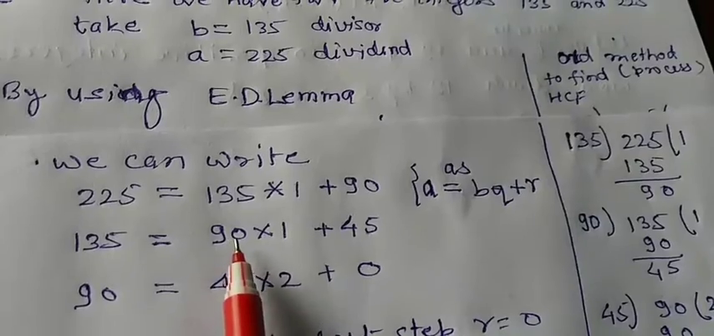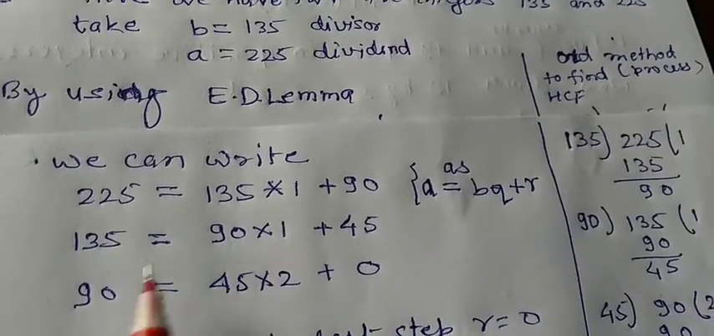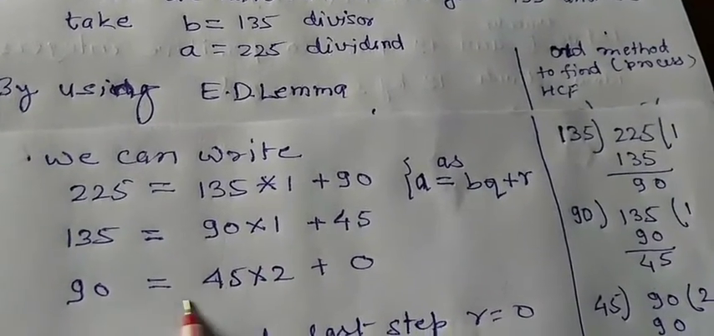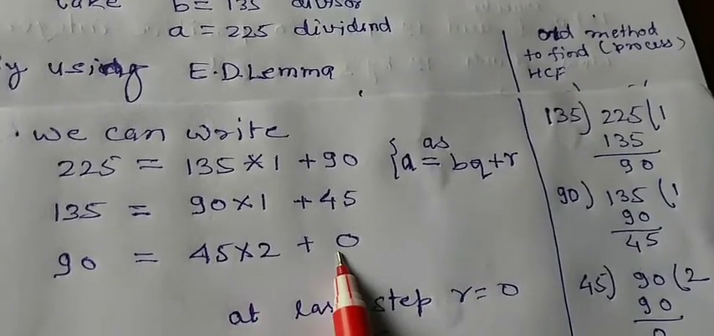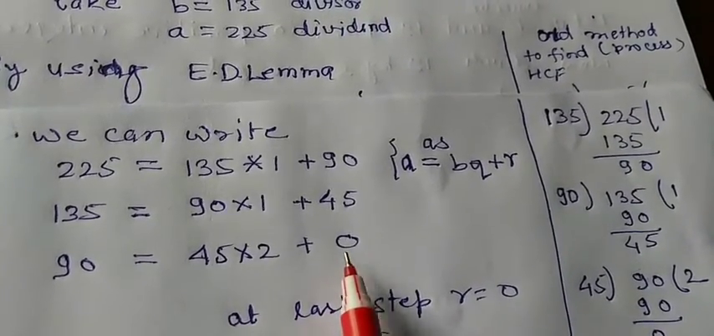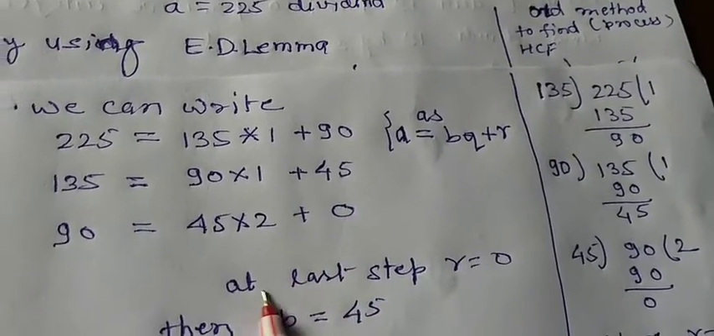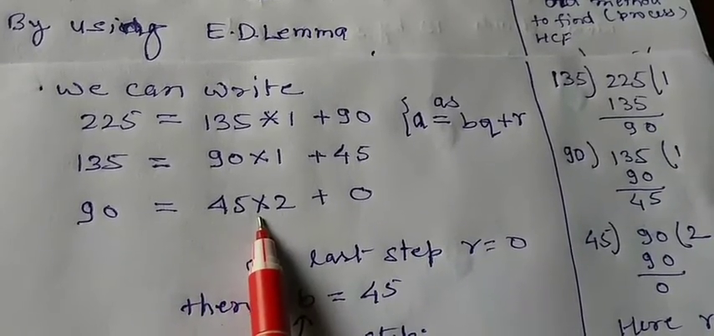Now again we can do the same thing. We use this 135 as the dividend and this 90 as the divisor, and we get 135 = 90 × 1 + 45. Then we use 90 as the dividend and 45 as the divisor. So here the quotient is 2 but the remainder is 0. This is the main point: when the remainder is 0 at the last step, this divisor will be the HCF.